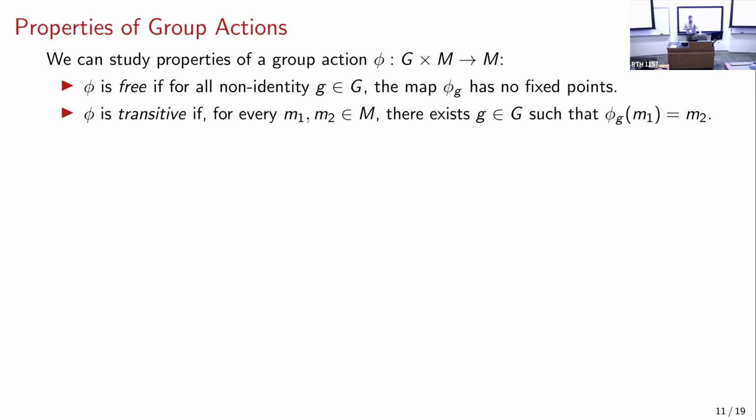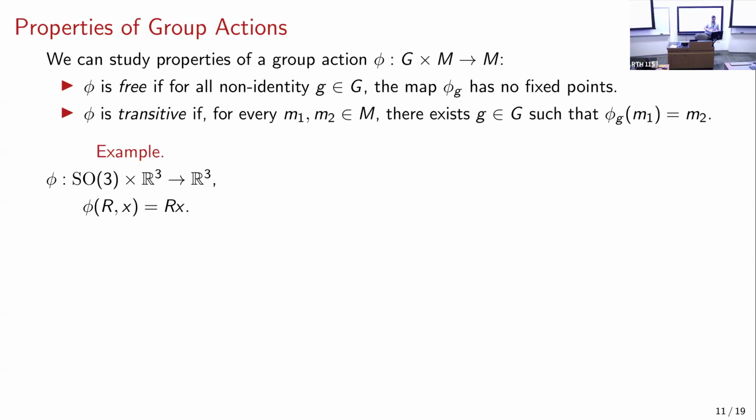On the other hand, we can talk about transitive group actions, which are group actions so that if I pick any two points in the manifold, there is some group action that takes me from the first point to the second point, which is not always true. And I'll give you examples in just a moment. And these are two really important properties that capture the structure that this group action provides.